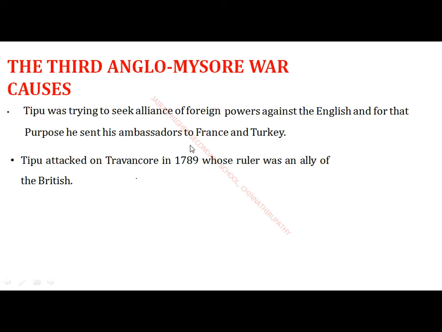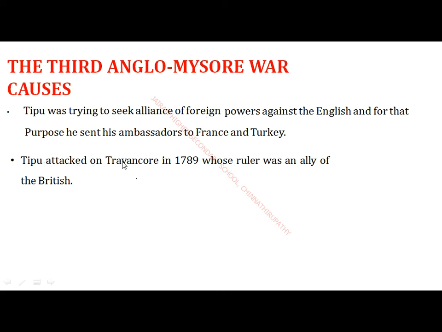In the same way, Tipu Sultan sent his ambassador to France and Turkey for what? To get help from whom? To get help from the foreigners, especially from France and Turkey, against whom? Against the power of the English. In which war? In the Third Anglo-Mysore War.